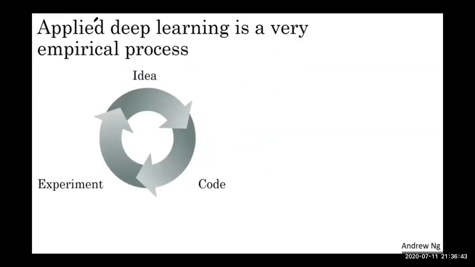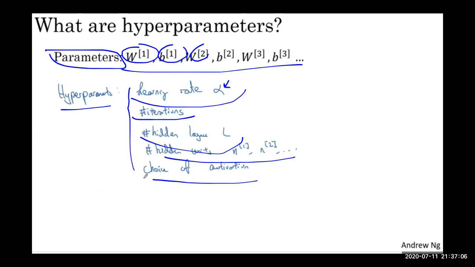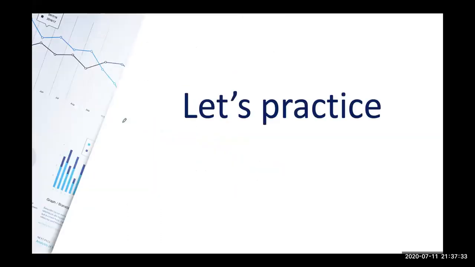And at the end, Andrew mentions that applied deep learning is a very empirical process. You start with an idea, you start coding, and you test your code. It's very hard to optimize all these parameters and hyperparameters, so usually it takes trial and error in order to find the best set of hyperparameters. The parameters have a mathematical foundation, so you don't need to worry about them, the math takes care of that, but the hyperparameters are usually fine-tuned by the user.